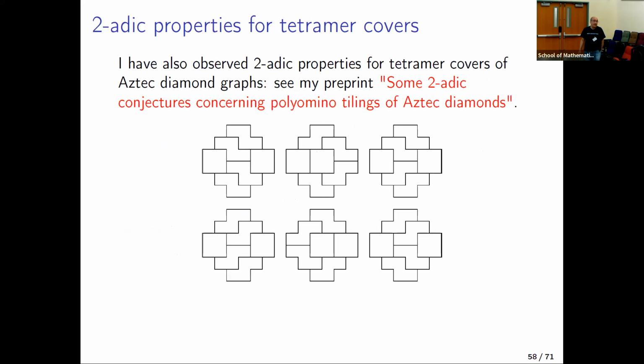I should also say that there are other two-adic properties of tiling problems. I have a preprint called Some Two-Adic Conjectures Concerning Polyomino Tilings of Aztec Diamonds. Here's one of the pictures from there. And there are a couple of examples from that paper of situations where a certain combinatorial quantity, depending on n, appears to be two-adically continuous as a function of n. So there may be some larger story here about two-adic continuity and maybe exact formulas for some of these quantities.